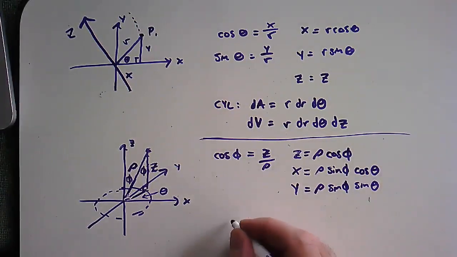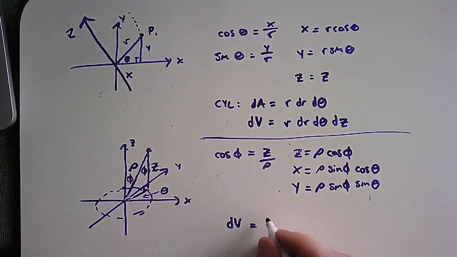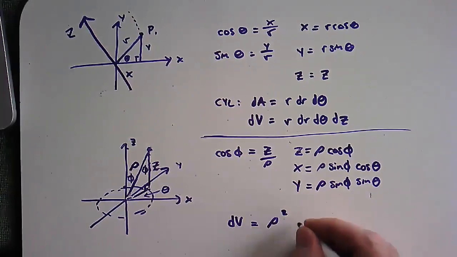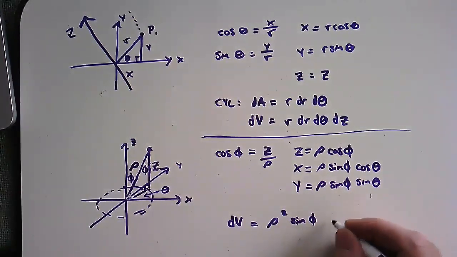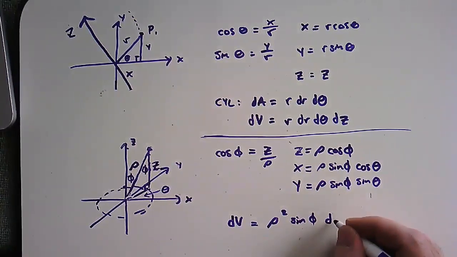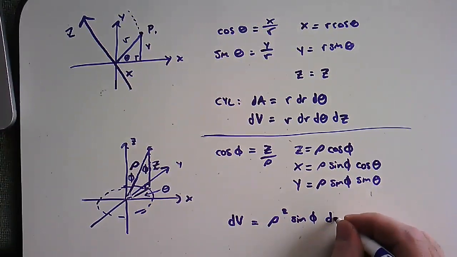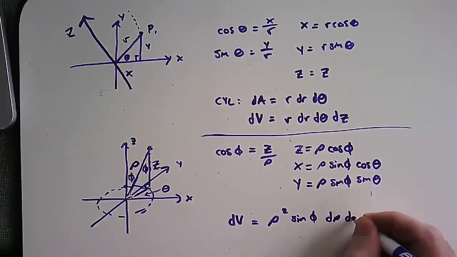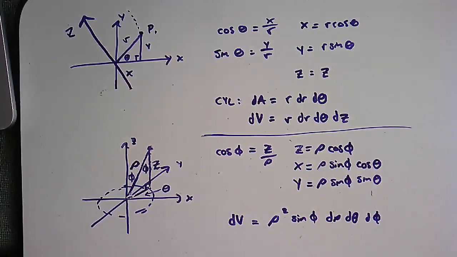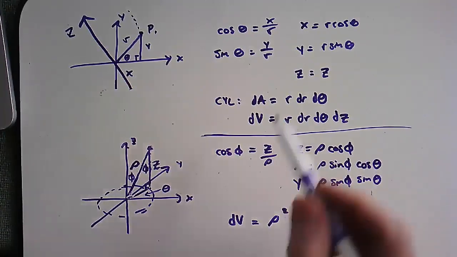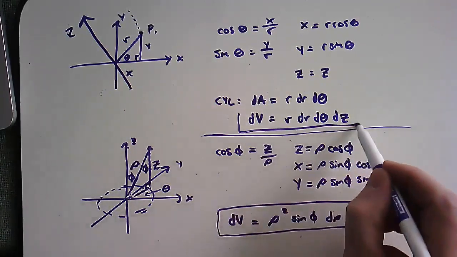And then the last piece here, if we're trying to look at a little change in volume, our dV will be rho squared sine phi d rho d theta d phi. Okay, so we'll bring this back as needed. The important pieces are the conversion factors and then what happens to our volume differential as we switch bases.